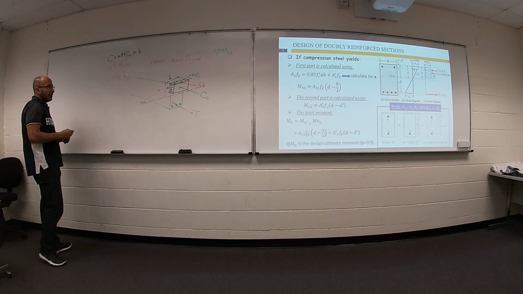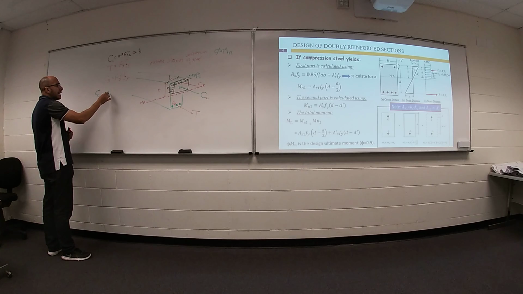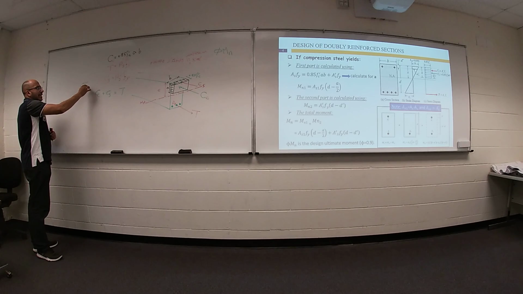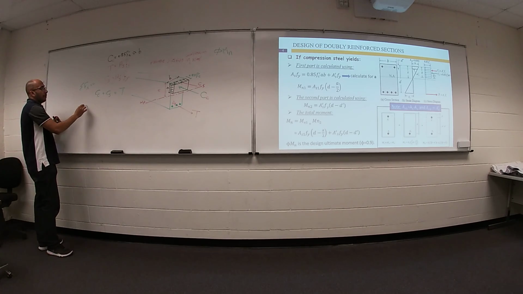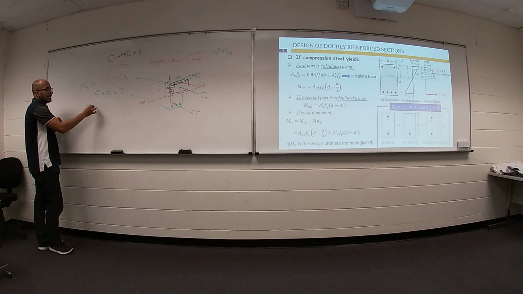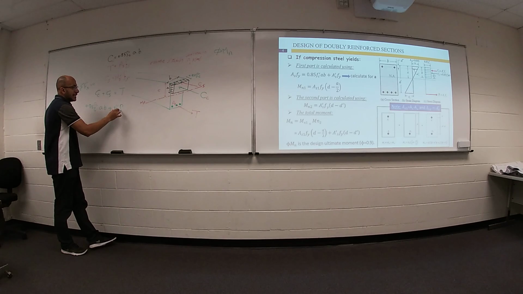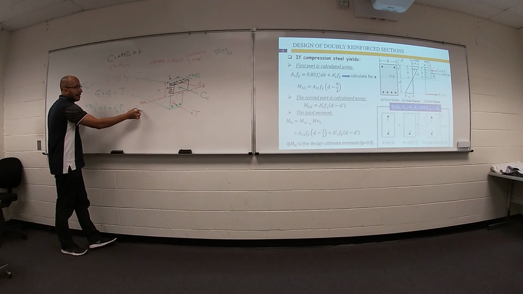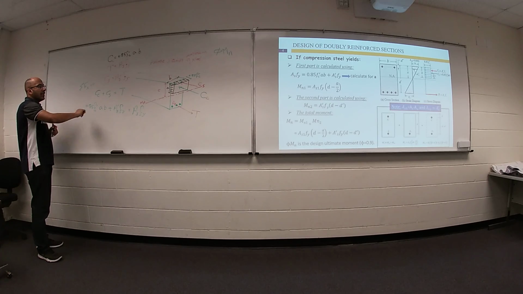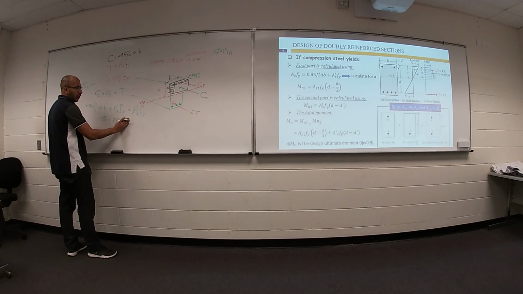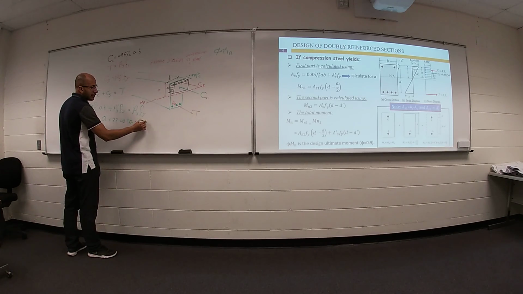That means CC plus CS equals T. If you apply summation Fx equals 0: 0.85 f'c a b plus area steel prime times fy equals area steel times fy. The only unknown in this equation is your depth a, and from a, I can figure out the value of c. As you know, a equals beta 1 times c.